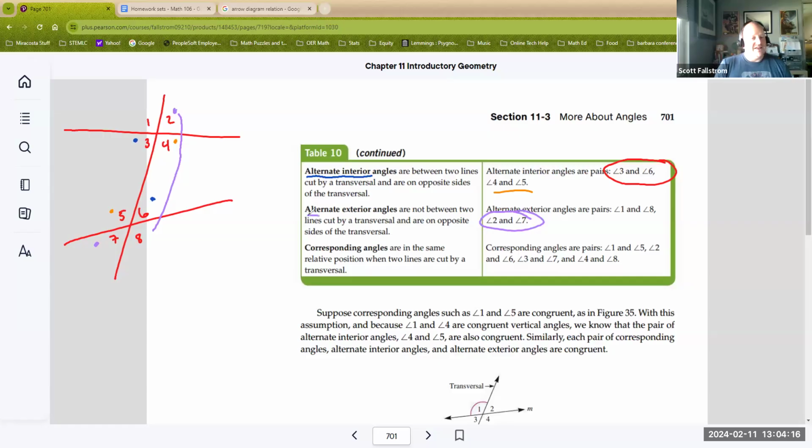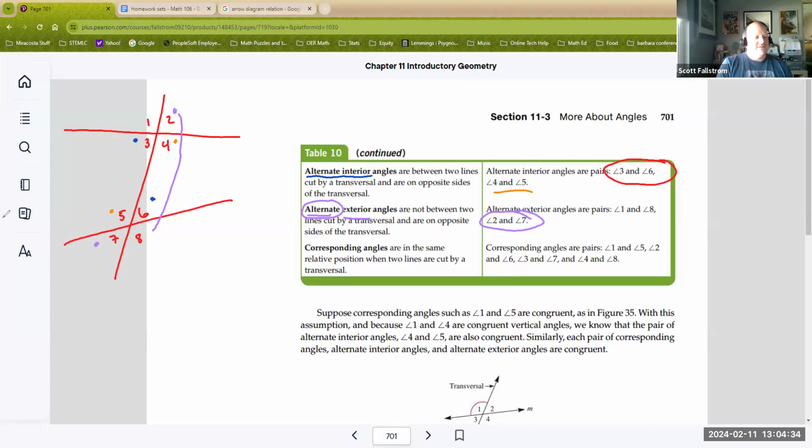So if you look at the words, they do tell you exactly what you're doing. This is not really something that I feel you end up memorizing. It's something you're just kind of like, oh, alternating, got it. One side, then the other. Exterior, got it. So on the outside, boom, that's honestly what you need.